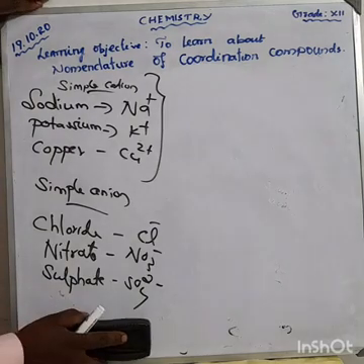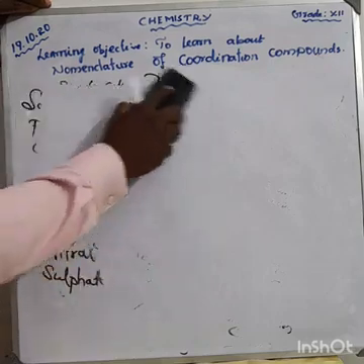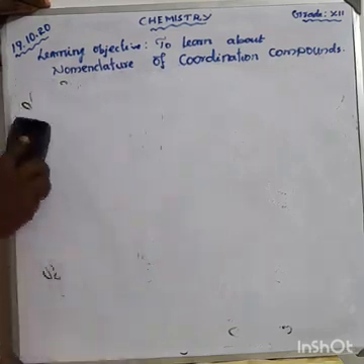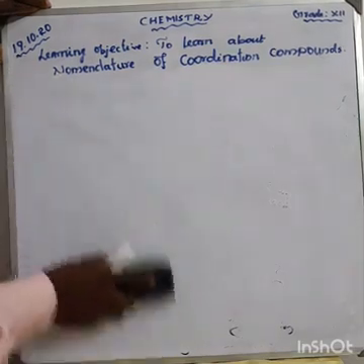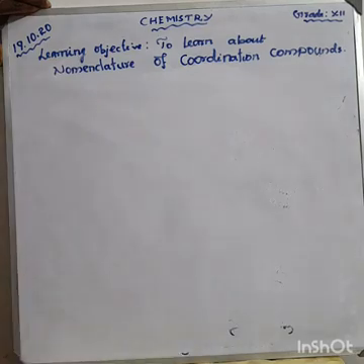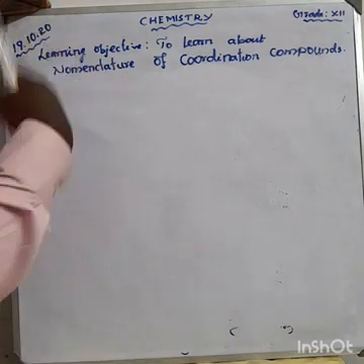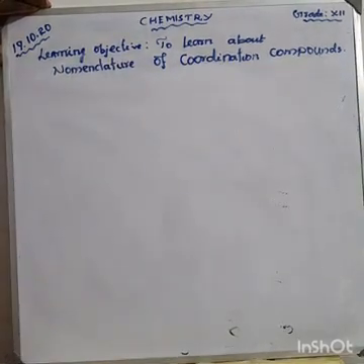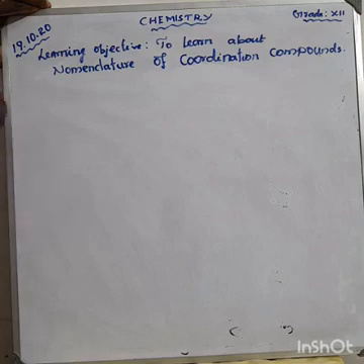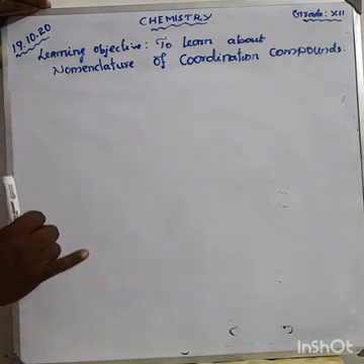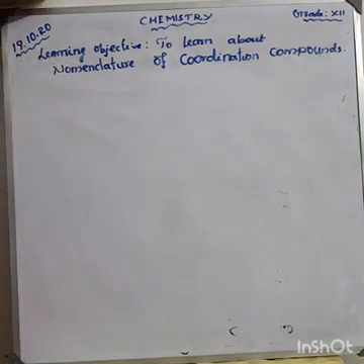Next, the third rule. The third rule is how to name the complex ion. Whenever you need to say the name of the complex ion, first you say the ligand name, and next only the central metal ion. Clear? It's very important. First the cation, then the ligand name, and the third is the central metal ion.